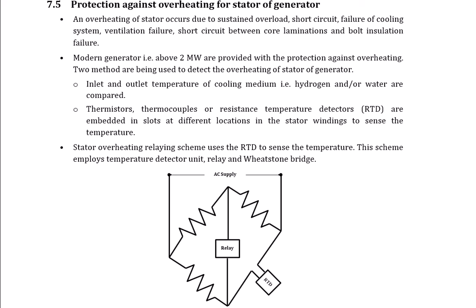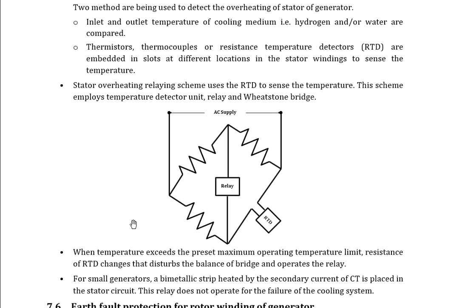Stator overheating relay schemes use the RTD to sense the temperature. This scheme employs a temperature detector unit, a relay and a Wheatstone bridge. Okay, so this is the arrangement for the RTD, and this is how the RTD is connected with the relay. Okay, so we use the bridge connection. When the temperature exceeds the preset maximum operating temperature limit, the resistance of the RTD changes, which disturbs the balance of the bridge and operates the relay.